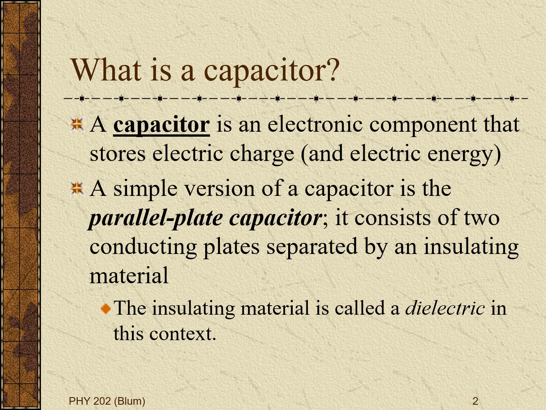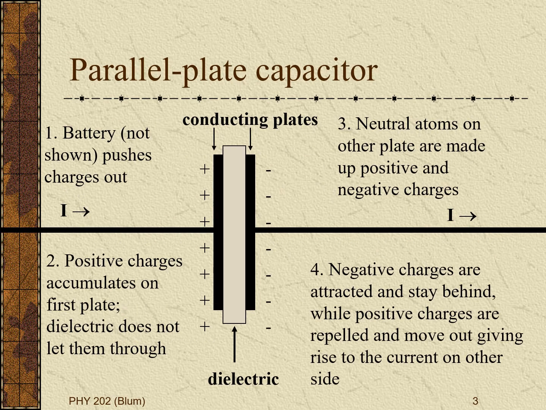It has two conducting plates. Again, a conductor is something that conducts electricity easily. Electrons move around in it very readily. And then between these two plates is some insulating material. In the context of a capacitor and capacitance, we will call that insulating material a dielectric. And so here's our picture of a parallel plate capacitor.